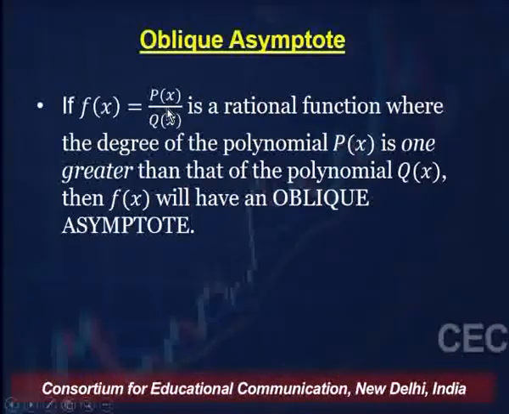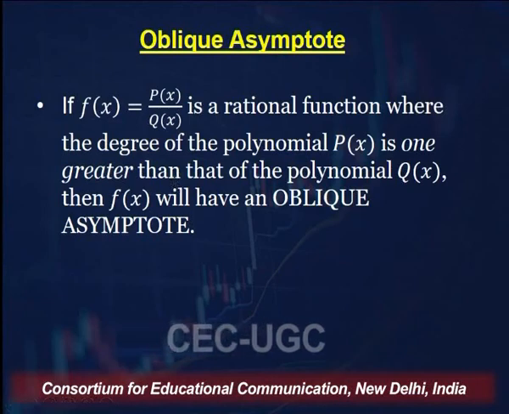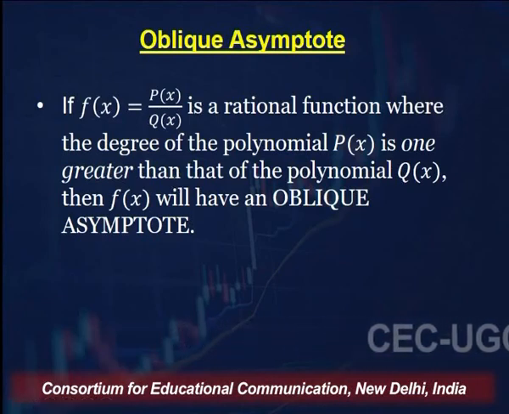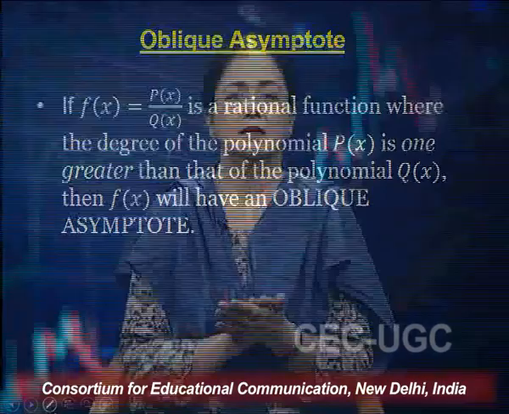So in particular, if we have a function where a polynomial p of x is divided by q of x, and the degree of the polynomial p of x is 1 greater, remember we are talking of only 1 greater for our course, than that of the polynomial q of x, then we say the function will have an oblique asymptote. So this actually gives us 2 lessons to learn. One is that a rational function can't have more than one horizontal asymptote, and if there is a horizontal asymptote, the function will not have an oblique asymptote. Basically the oblique asymptote and the horizontal asymptote can't happen together.